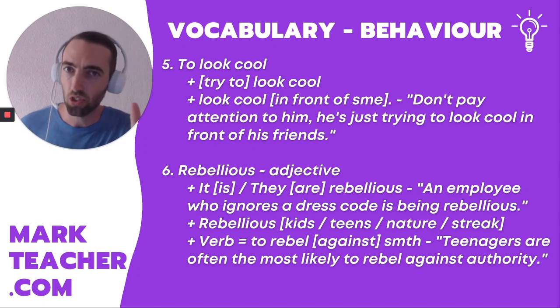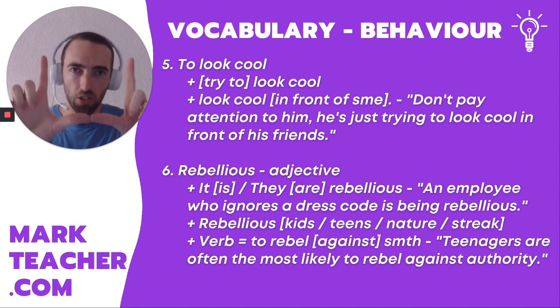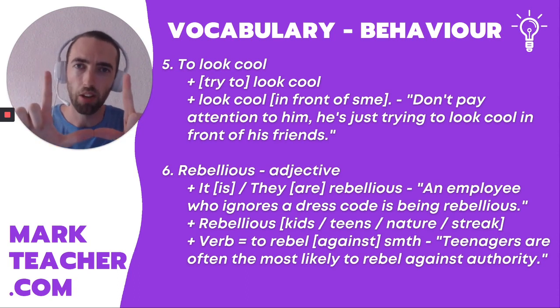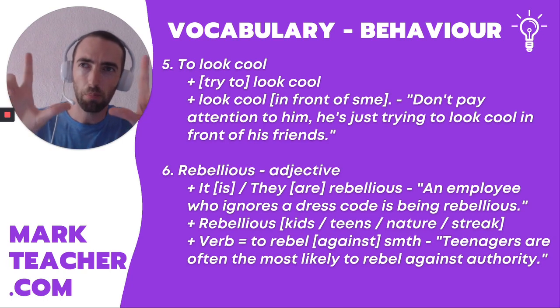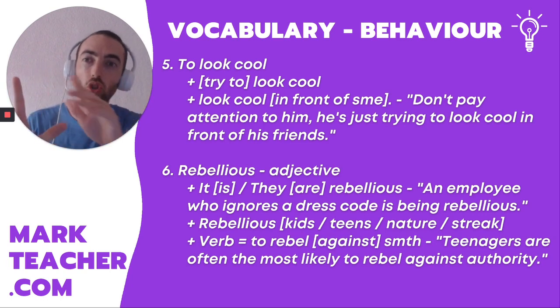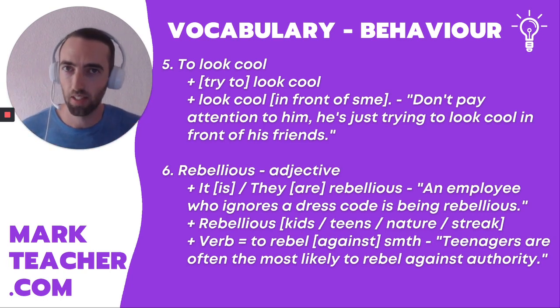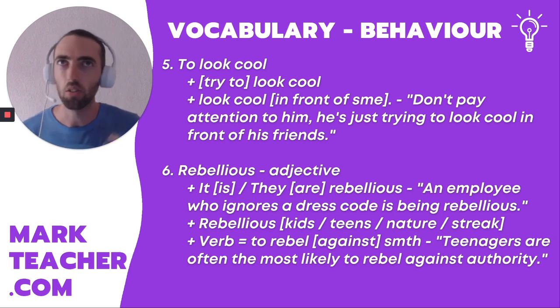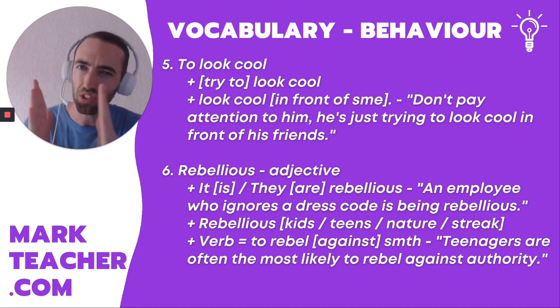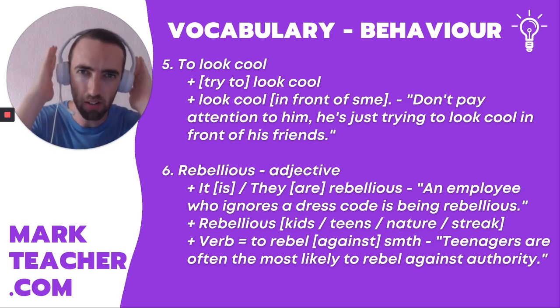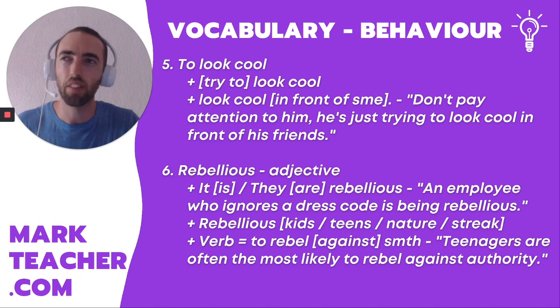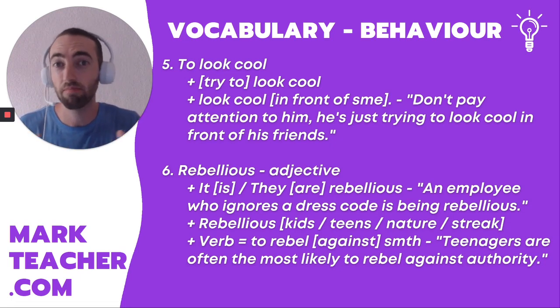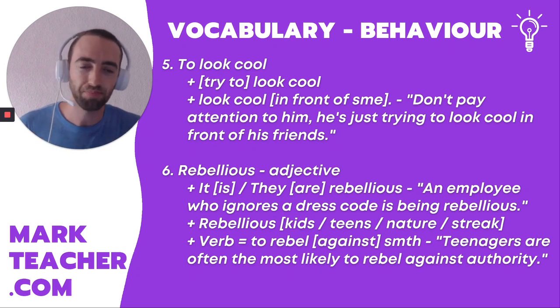A rebellious streak. A streak is a short period of time. Often, a rebellious streak is during teenage years, when children are 13 to 17 or 18. They have a rebellious streak. They stop listening to their parents. They want to show that they are independent and deserve more freedom, and they do that by breaking rules.